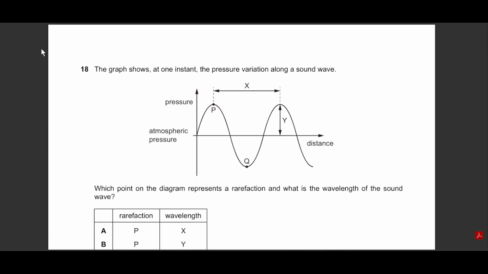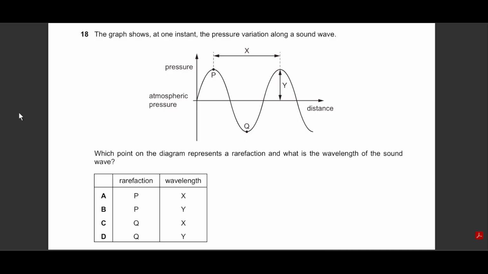Let's move to the next question. Question number 18. Now this question is about memory, what you know about longitudinal waves. The variation along the sound wave points to rarefaction and the wavelength. Wavelength is very easy to see and very easy to figure out. It's basically the gap between two high pressure zones or two low pressure zones. So it's going to be X.